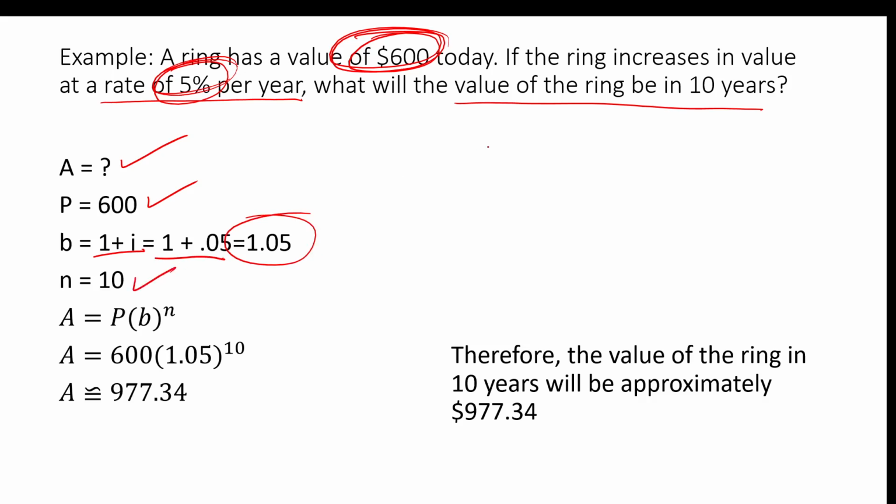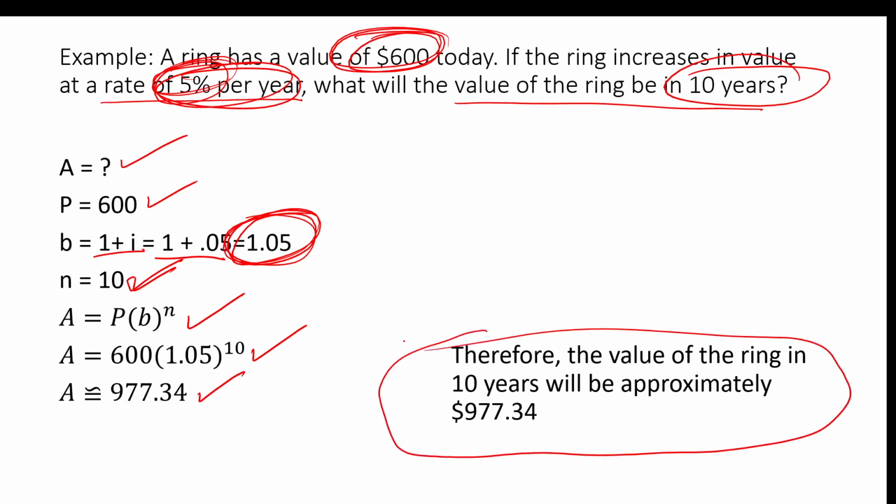The n will be 10 because the increase is 5% per year, and we're being asked about 10 years from now. So the n value is 10. That 1.05 multiplier needs to be applied 10 times. So A equals P times b to the n becomes A equals 600 times 1.05 to the 10. And using a calculator, that's roughly 977.34.